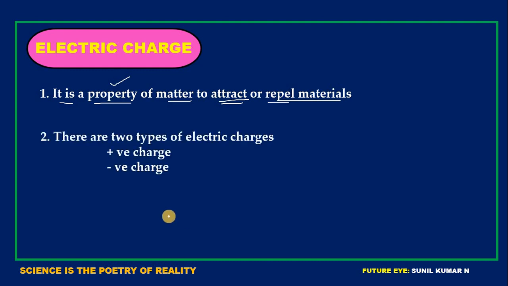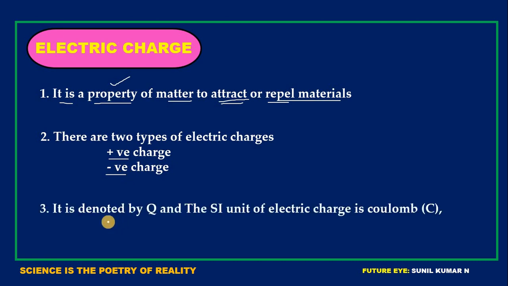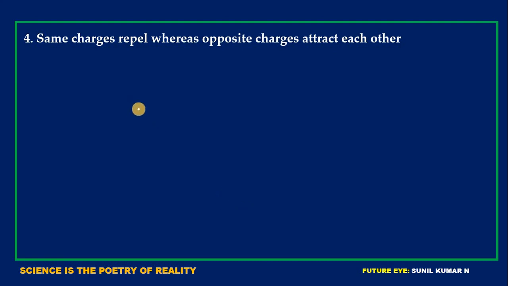In charge, we can see two types. One is positive charge and another one is negative charge. And charge is denoted by a letter called Q, and the SI unit, SI means International System of Units, of electric charge is Coulomb, and it is denoted by C. And more about this you will learn when I start the chapter, children. So next point is very important.